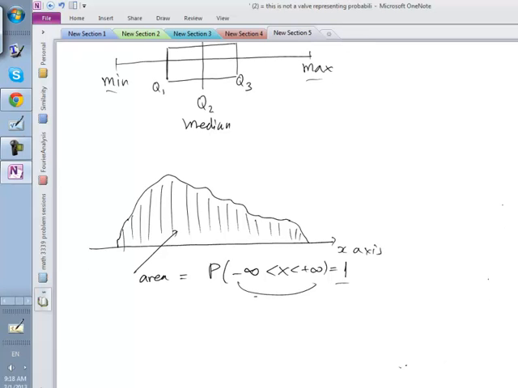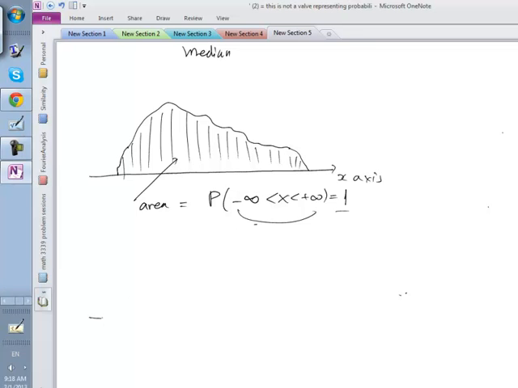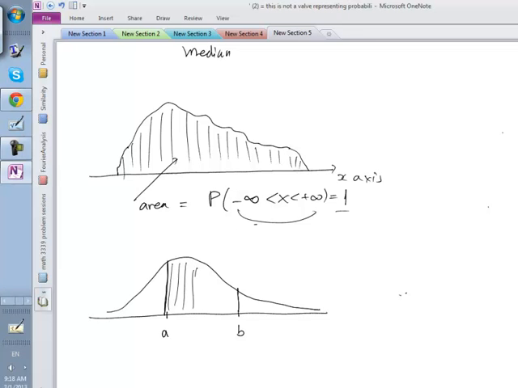If we want to specialize a little bit, let me draw this kind of PDF. Let's say that I have something like this, and here is my B, and here is my A. This area here under the curve, this is the graph of the PDF.